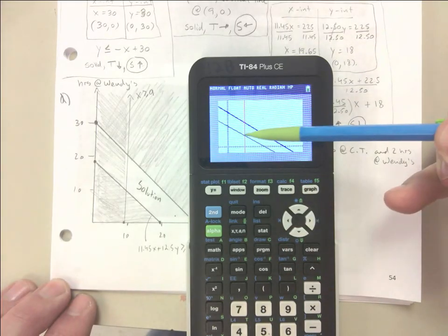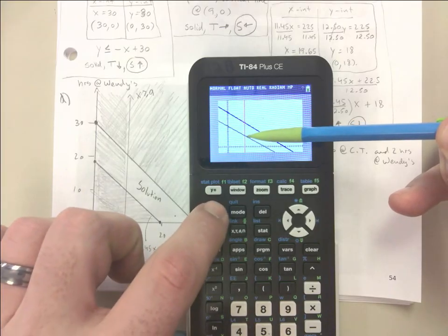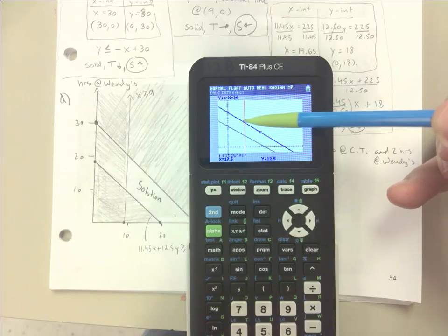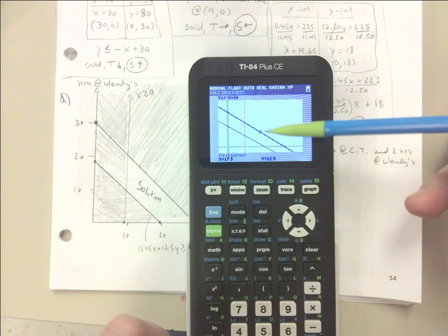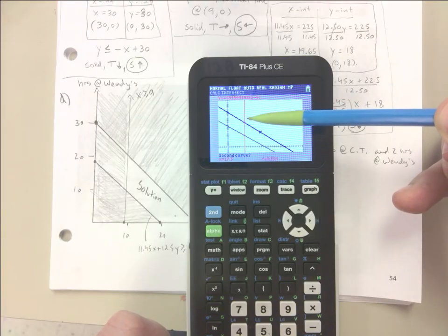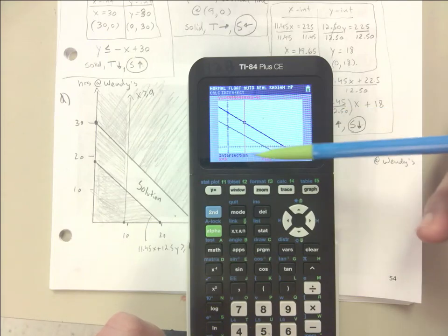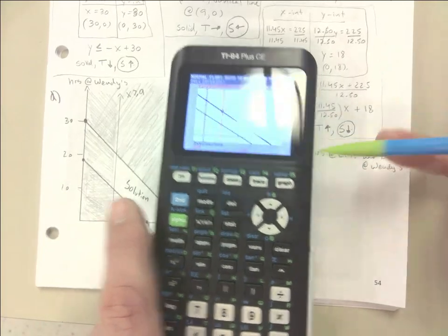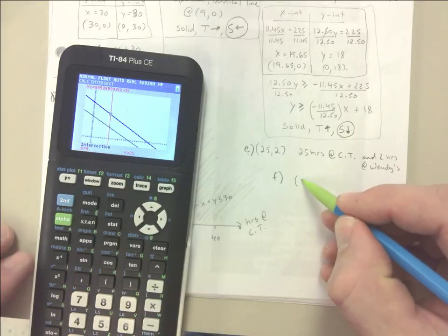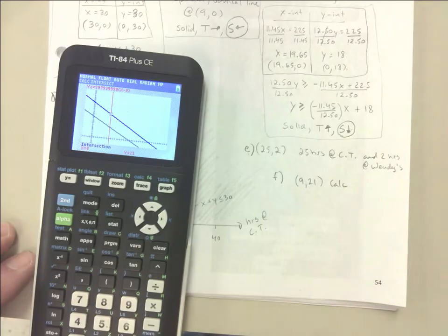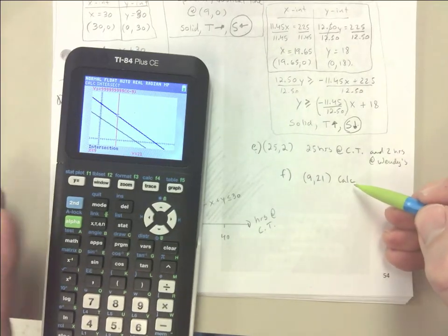So we need to find these two here. Second trace, intersect. I'm going to find the intersection between the blue and the red. So I hit enter on the blue. It jumps to the red. I hit enter again, and then enter one more time. And you get 9, 21. Okay, I'm going to write that down. 9, 21. That's a calculator point that I used my calculator to find.